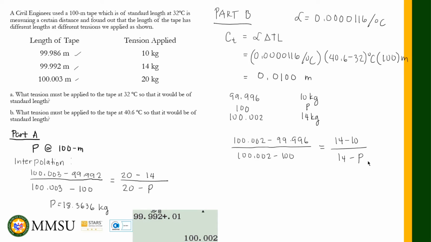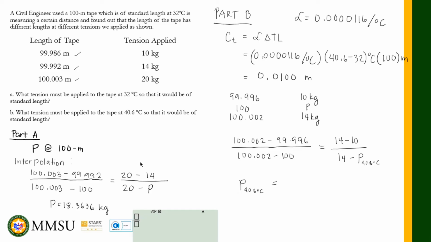Para may iba yung natin for P dito, sabihin natin P at 40.6 degree Celsius. Okay, using this equation, we can now solve for the standard pull at 40.6 degrees Celsius. I mean the pull that we need at 40.6 degrees Celsius para makuha natin yung 100 meters.